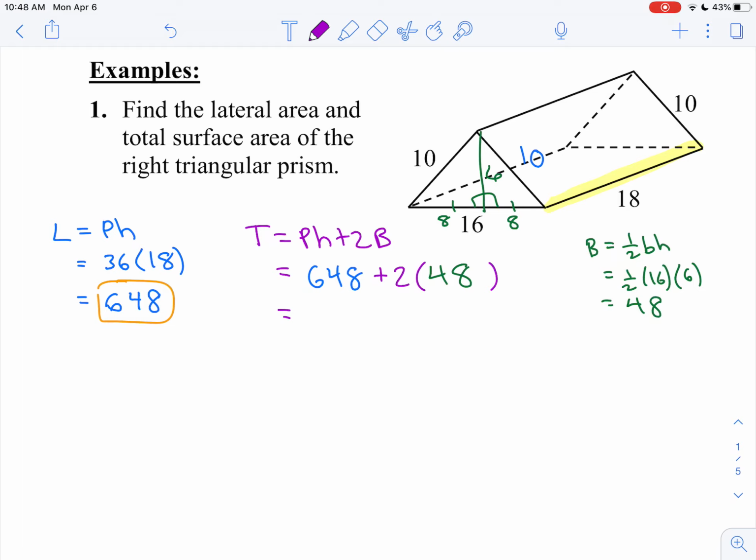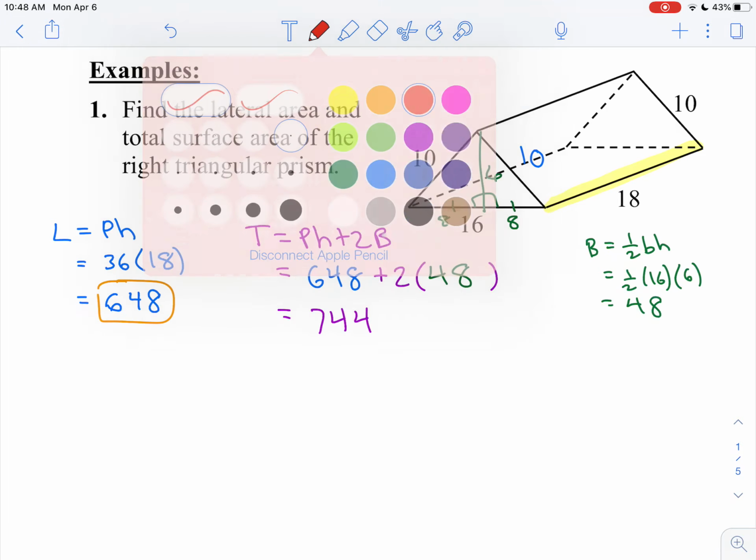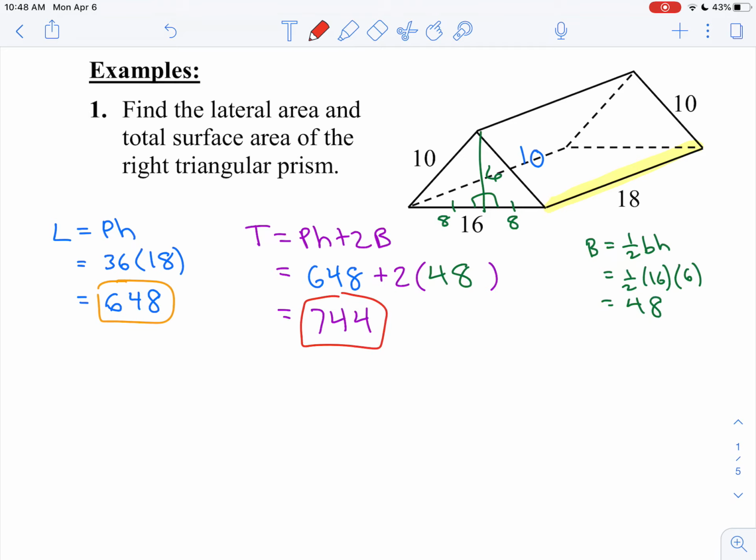We'll go purple to finish this up. And so we should get a final answer of 744. And they'd be square units, but there's no units, so we'll stop that guy right there.